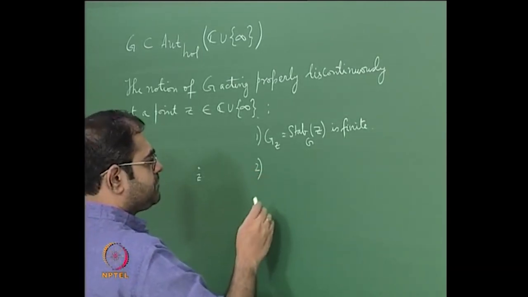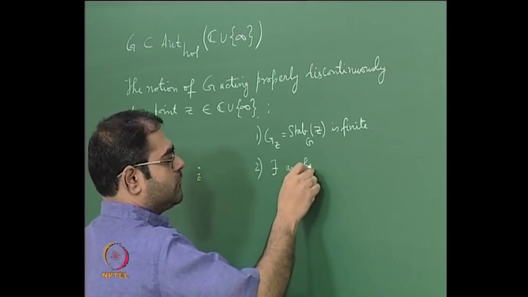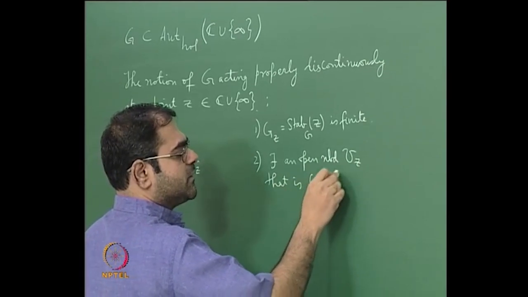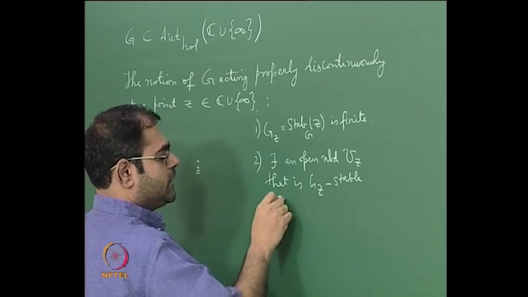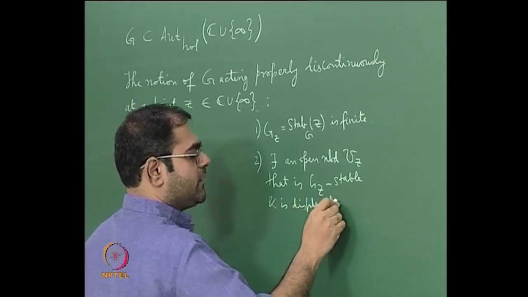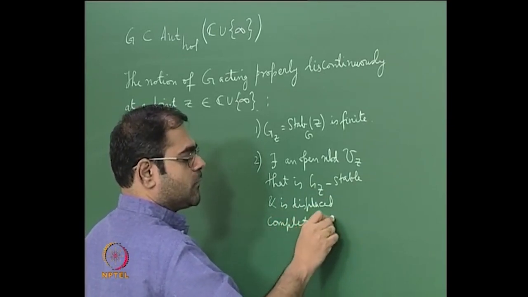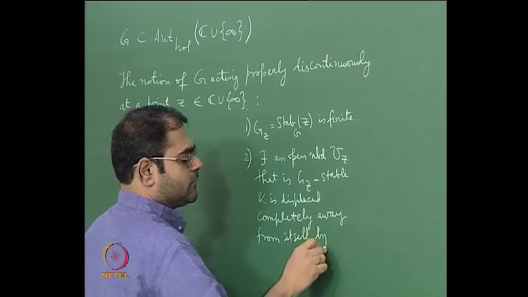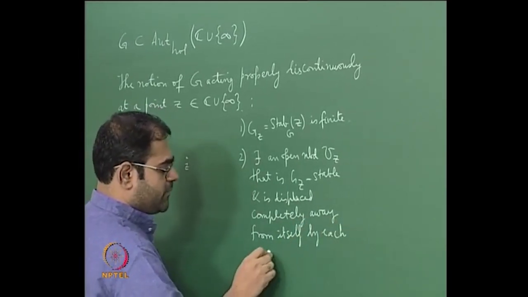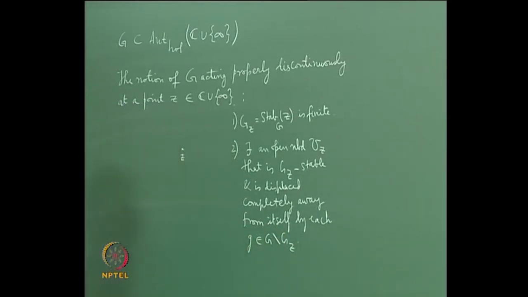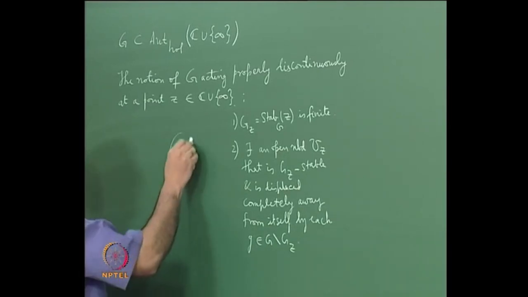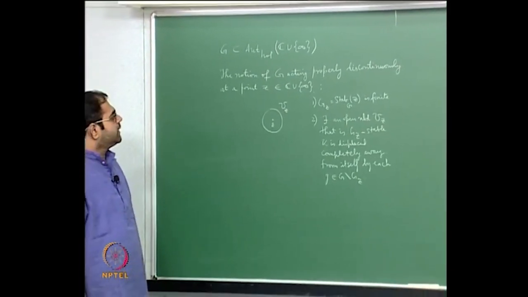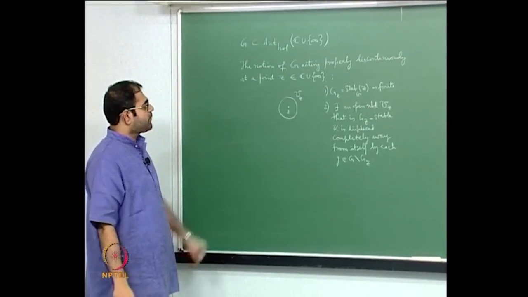The second thing is there exists an open neighborhood UZ that is G_Z stable and is displaced completely away from itself by each element of G which is not in the stabilizer, okay. So these were the conditions that defined the notion of a group of Moebius transformations acting properly discontinuously at a point, okay.